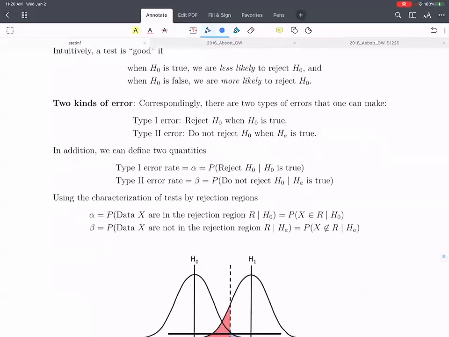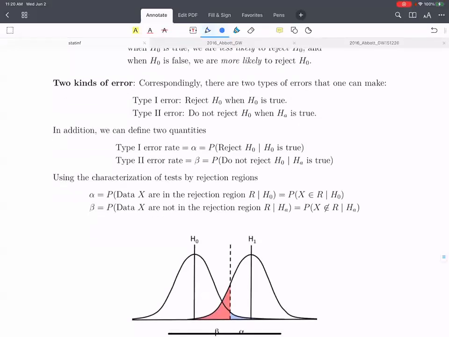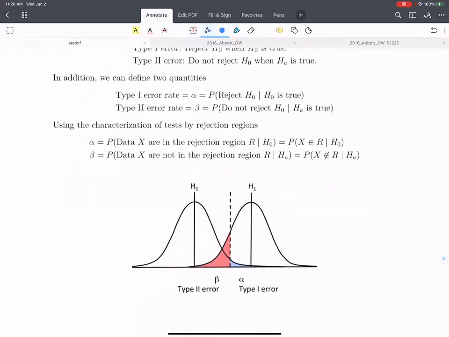We can characterize that using the rejection region. If the data are in the rejection region when the null is true, that is the probability of making the type 1 error. If the data are not in the rejection region when the alternative is true, we quantify that as beta, the type 2 error rate. This figure is prepared to illustrate that. For example, this distribution is the distribution when the null is true.